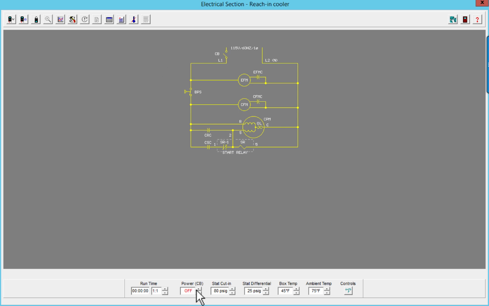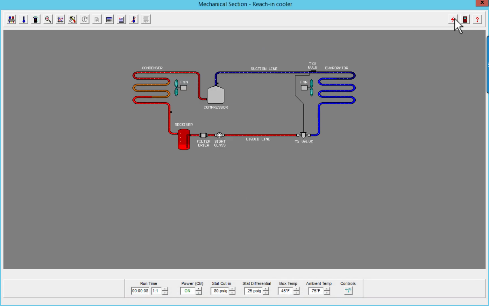So let's go ahead. I'm going to power this system on. Okay, currently my box temp is at 45 degrees. Let's go back over to the mechanical side of things. You'll see that my condenser fan is running, my compressor's running, we're pumping refrigerant. Let's put some gauges on here. R404A, we're showing 69 PSI, and it is dropping, but we're showing 69 and 209.